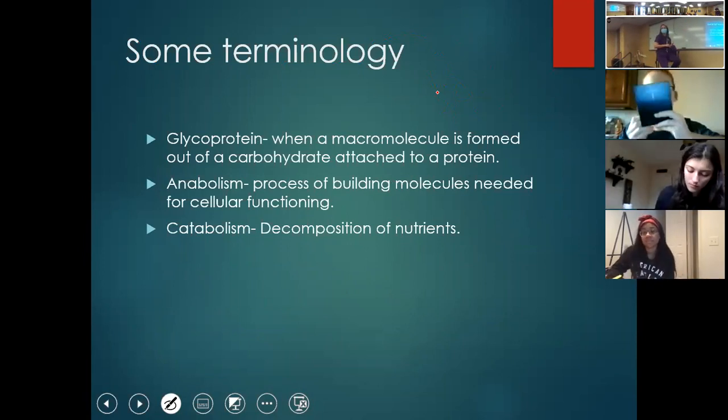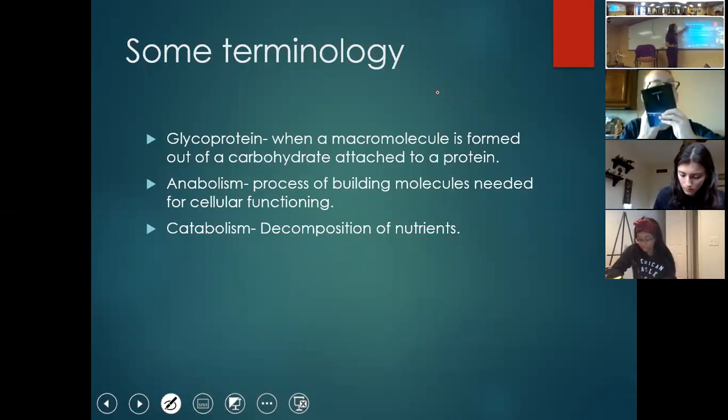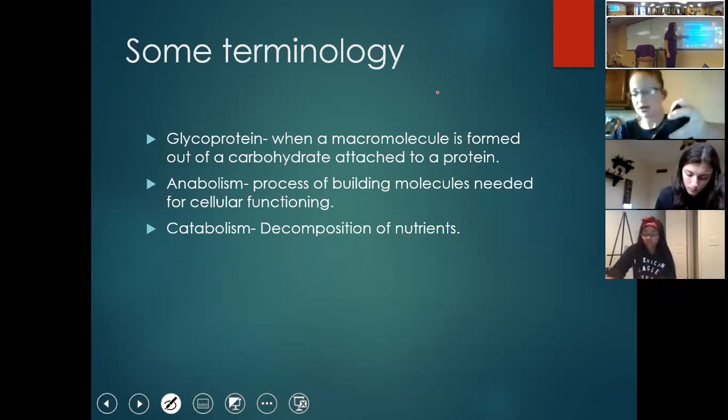All right, so here's just some terminology that we'll end with. Glycoprotein. We all know glyco means what? Sugar. Protein is a protein. So these carbohydrates can bond with other nutrients. And then these are two words we're going to be using over and over and over. Anabolism means to build up. Catabolism, cata, down, under, against, to break down.